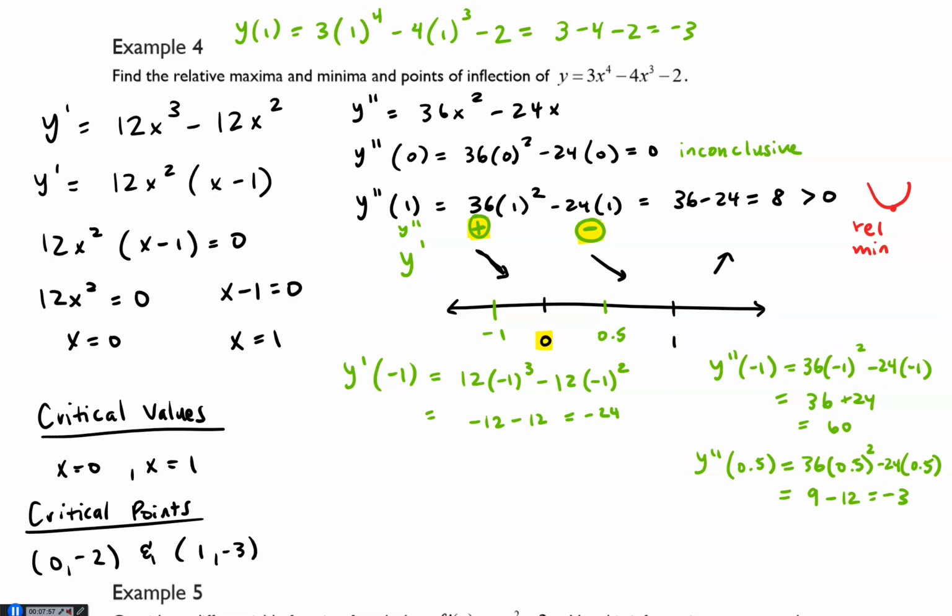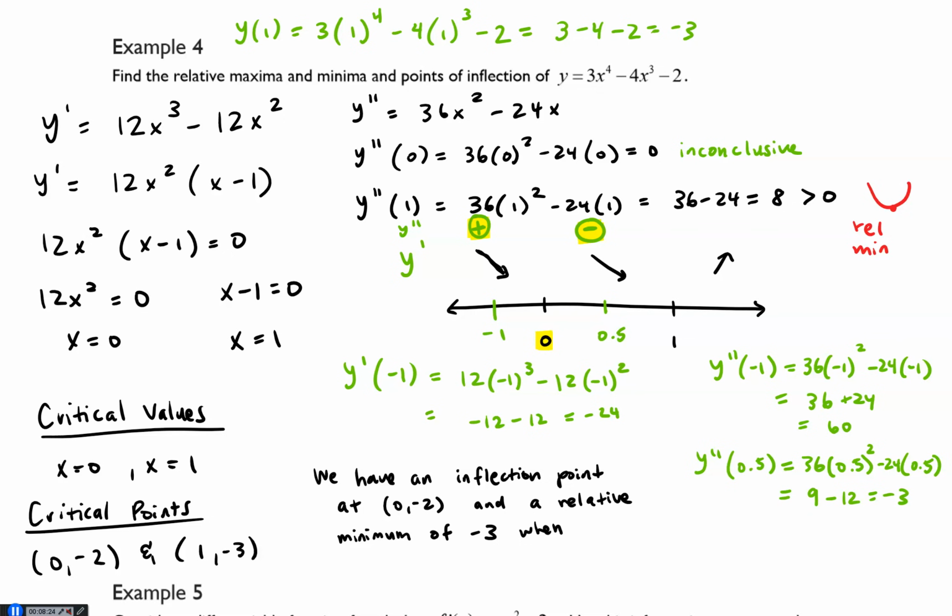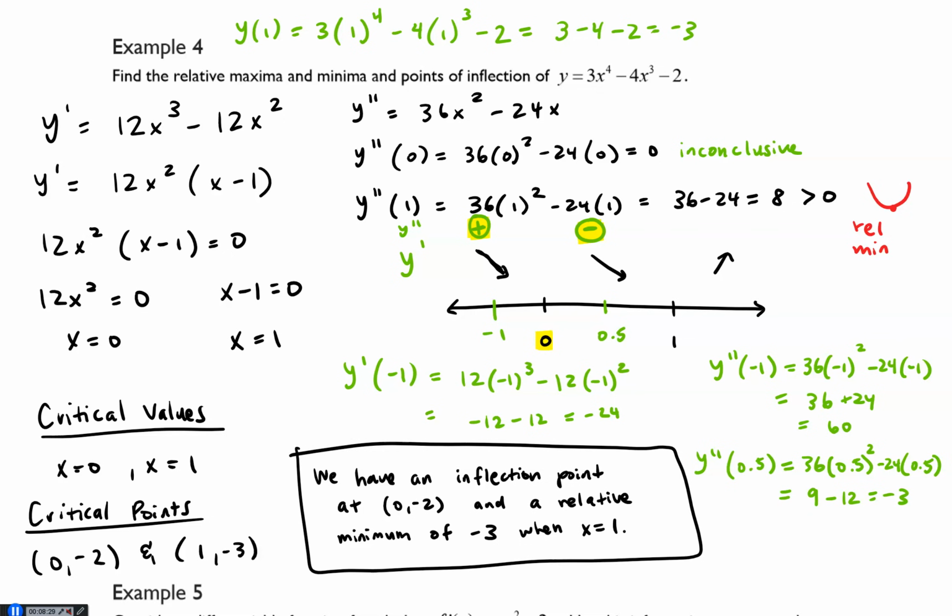So lastly, we just want to do a write-up of our final answer. So we have an inflection point at 0, -2, and a relative minimum of -3 when x equals 1. And that is our final answer.